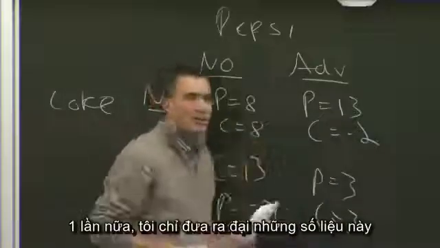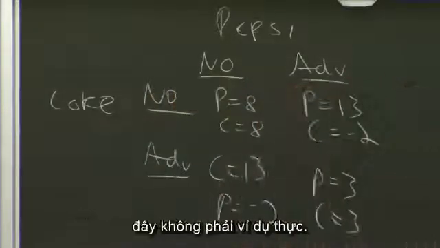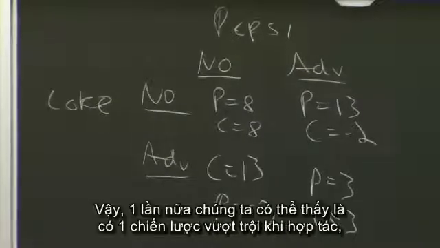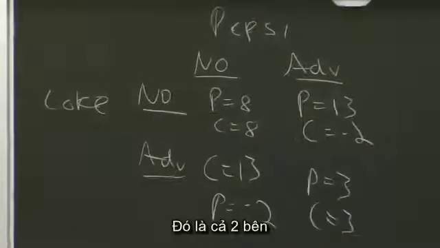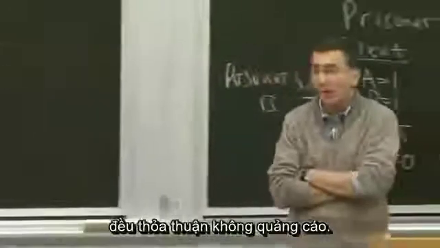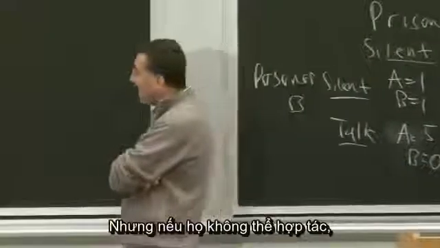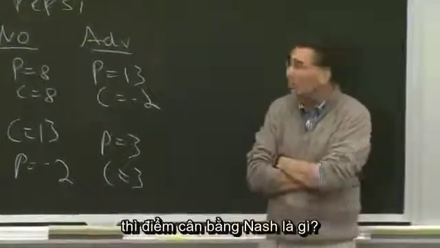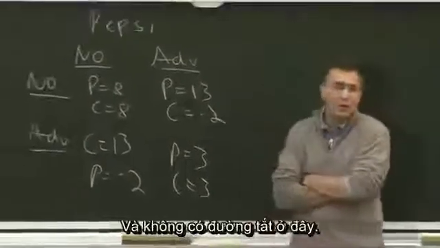Once again, the numbers, I just made numbers here so it would work, but these aren't real world examples. Okay? So once again, we can see there's a dominant cooperative strategy, which is they both should agree, let's not advertise. Okay? But if they can't cooperate, then in fact, what's the Nash equilibrium? Let's work it through. And there's no shortcuts here, you just got to work this through.